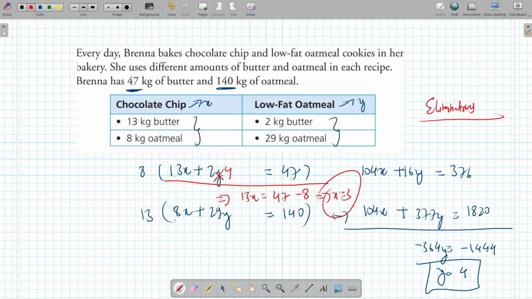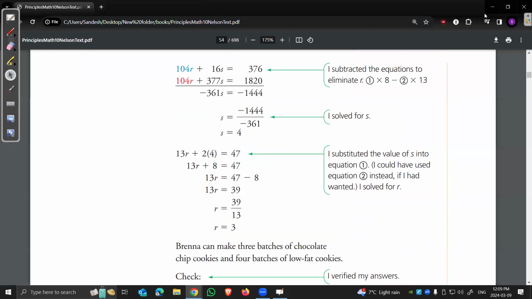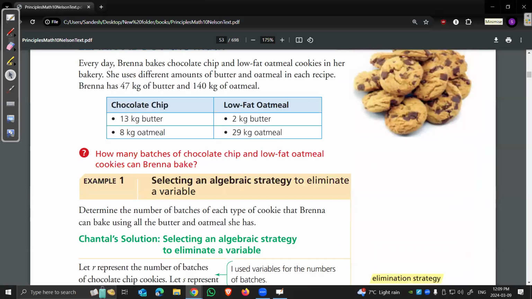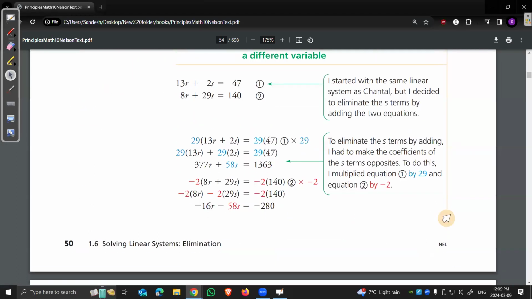So substitution is probably going to be a little bit more difficult here, simply because you have fractions. And the fractions are weird prime numbers as well. So elimination is probably the best way for this question. Sometimes it'll outright tell you to use something, but here they don't. But again, if you see something like this, I think elimination is better.